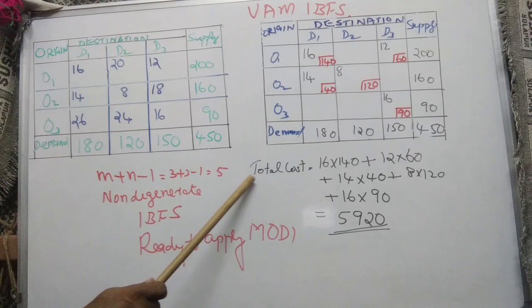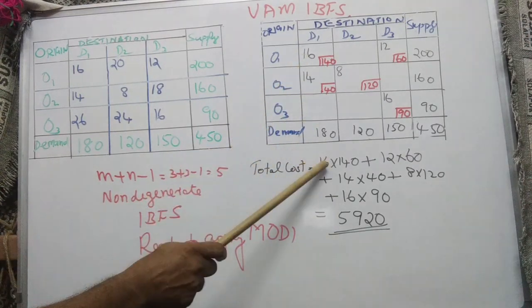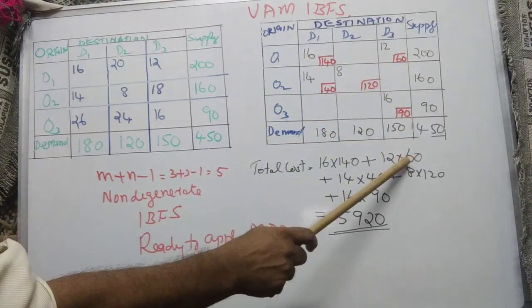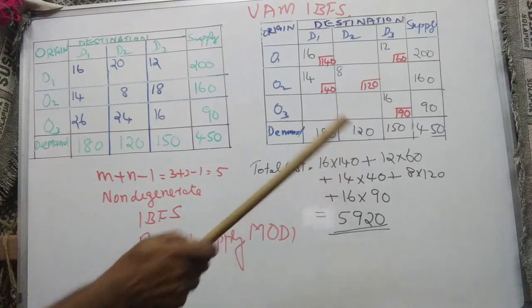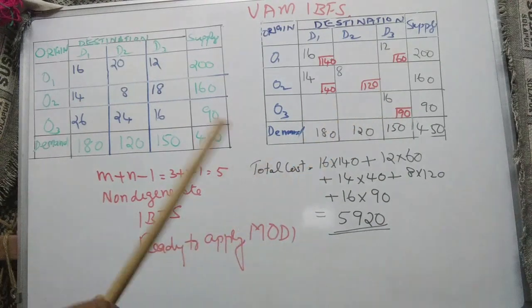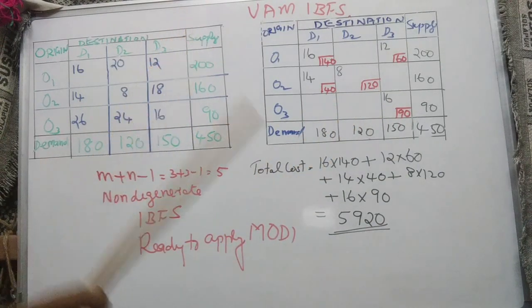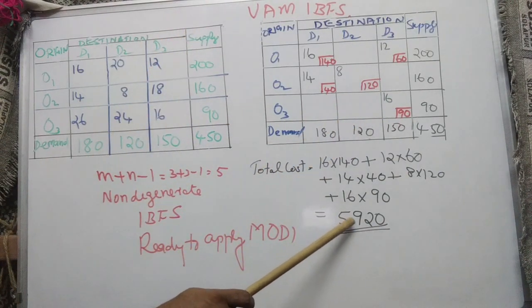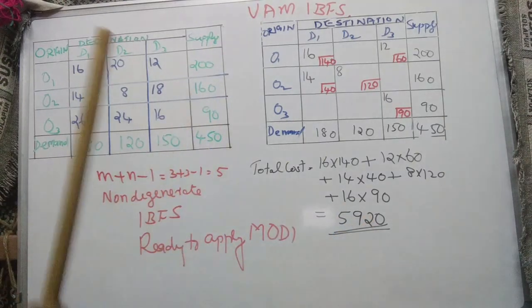Therefore, the total cost is equal to 16 into 140 plus 12 into 160, 14 into 140, 14 into 40 plus 8 into 120 plus 6 into 90. That is the total cost. That is rupees 5920.